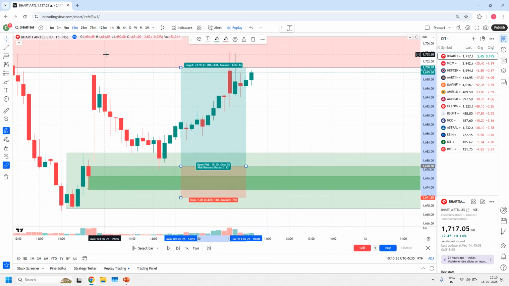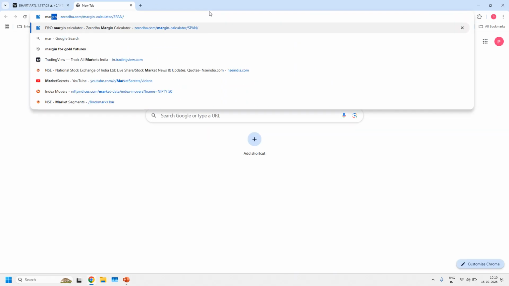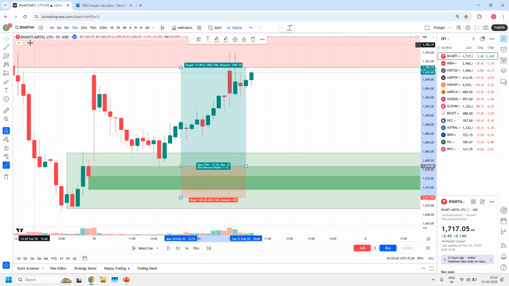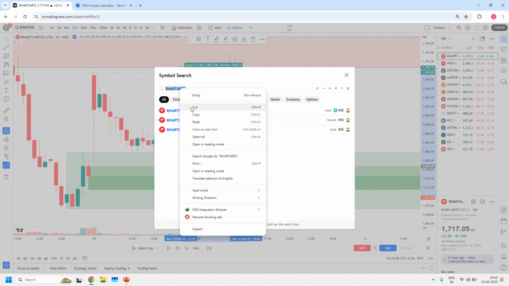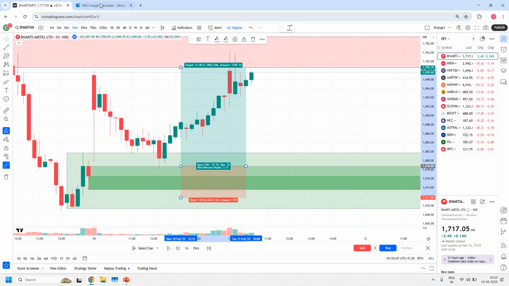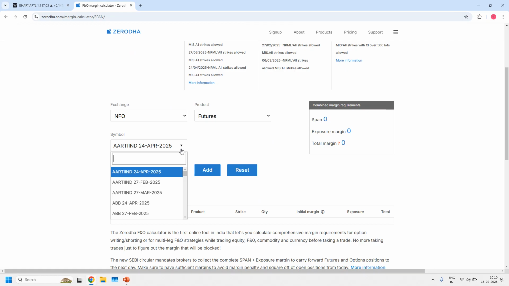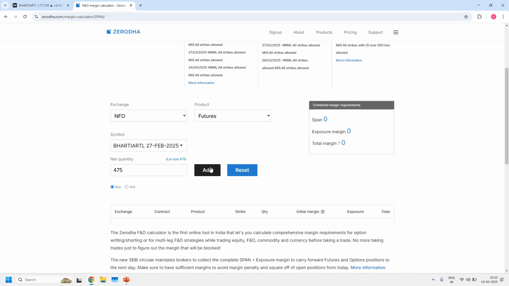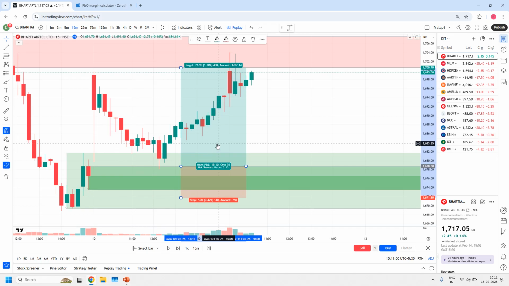Roughly let us calculate. Let me open the margin calculator. And what is this stock? Bharti Airtel. Let me copy. So I am selecting the 27th February futures. What is the lot size? 475 is the lot size. How much profit would you have got?